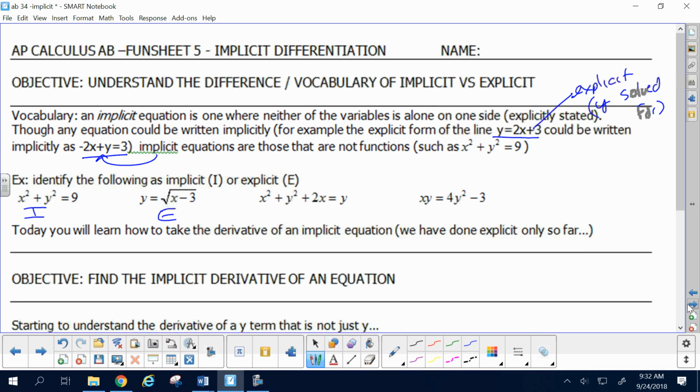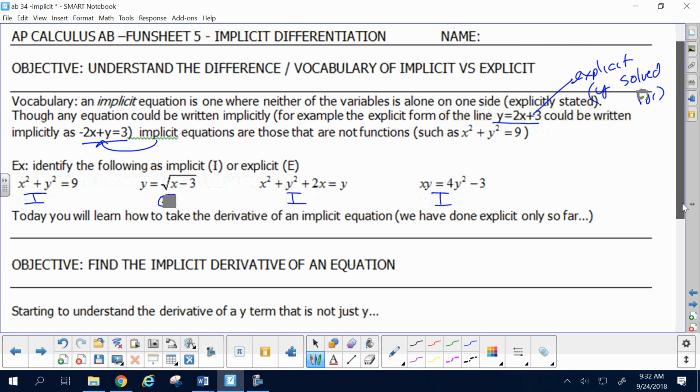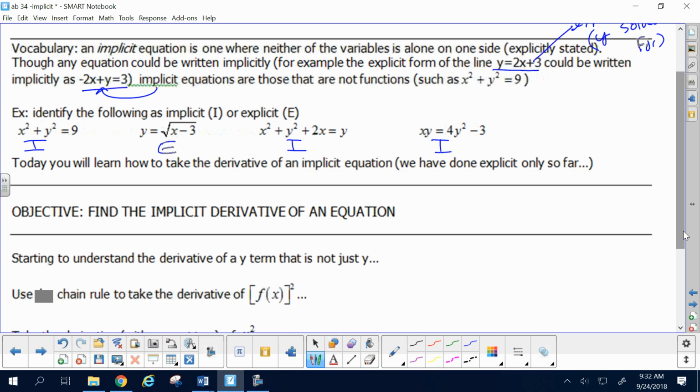What about the third one, implicit or explicit? Implicit. A bit of a mixture, neither solved for. There's a bit of a mixture of y's everywhere. And the last one, implicit or explicit? Implicit, right? X's and y's mixed up. So we have done derivatives on explicit, when you have one variable solved for. Implicit is a little harder to take a derivative on, but you will, with the chain rule, be fine if you remember the chain rule, all right?